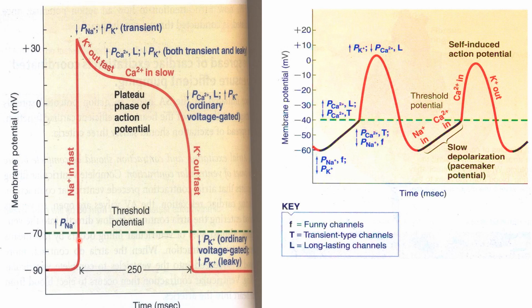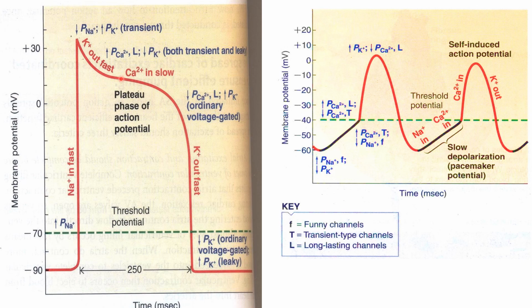Further comparison of the ventricular action potential to the SA nodal action potential: you see here fast voltage gated sodium channels open up to shift the membrane potential from minus 90 to minus 70 and then to plus 30. Here the sodium current suddenly decreases and potassium comes out fast through transient channels.